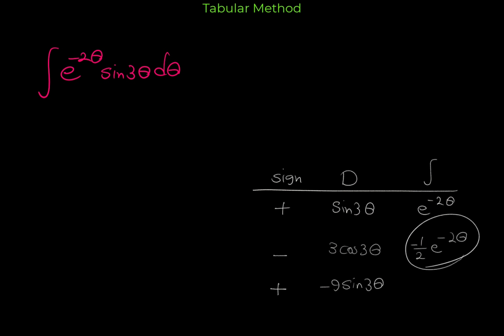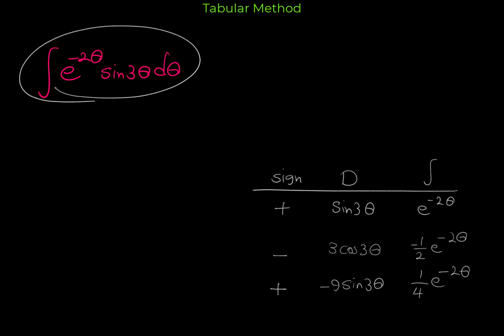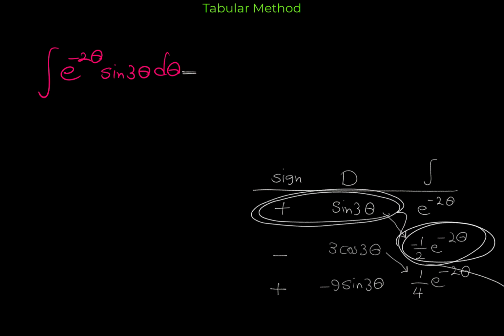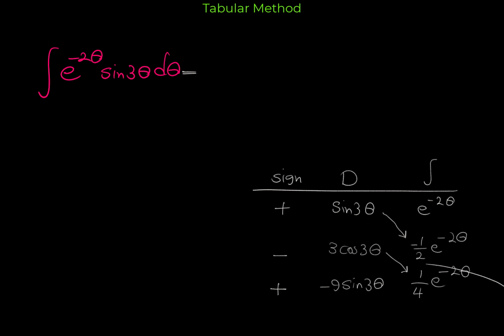What is the integral of negative 1/2 e to the negative 2 theta? Again, it would be 1/4 of e to the negative 2 theta. So finally, what is the answer of this integral? Based on the tabular method, we multiply the first function by the second, then the second by the third, and so on. Multiply sine of 3 theta by the negative 1/2 e to the negative 2 theta. So it would be negative 1/2 e to the power of negative 2 theta sine 3 theta.